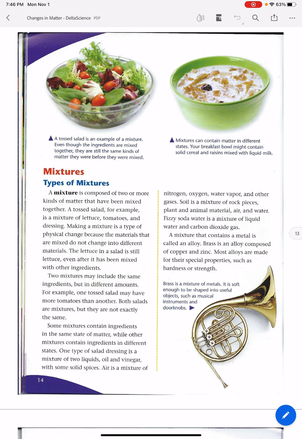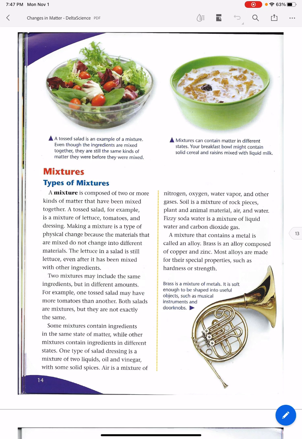One type of salad dressing is a mixture of two liquids, oil and vinegar, with some solid spices. Air is a mixture of nitrogen, oxygen, water vapor, and other gases. Soil is a mixture of rock pieces, plant and animal material, air, and water. Fizzy soda water is a mixture of liquid water and carbon dioxide gas.